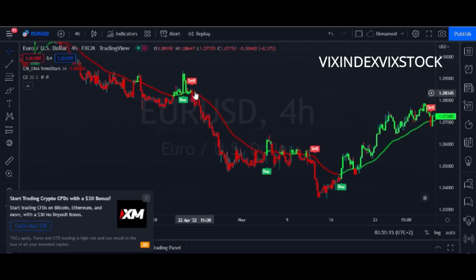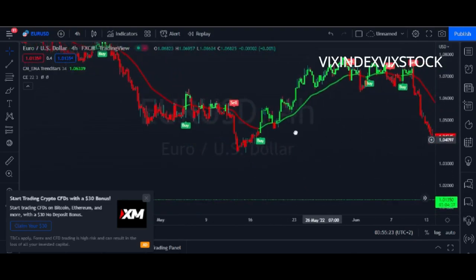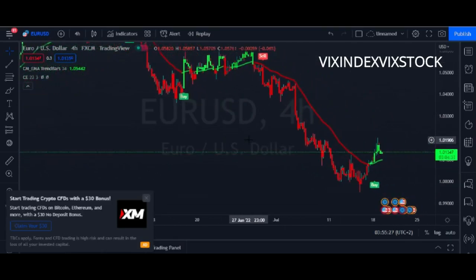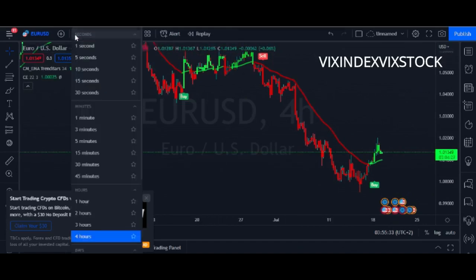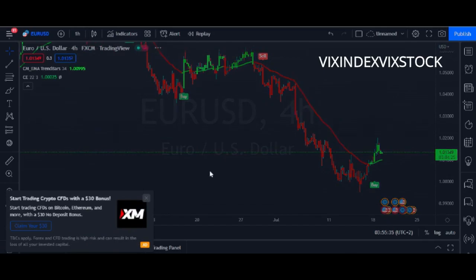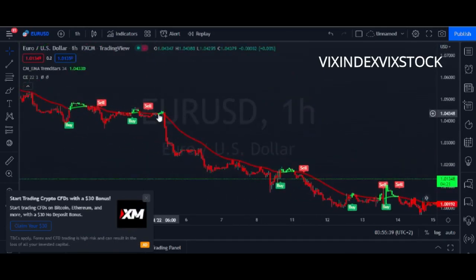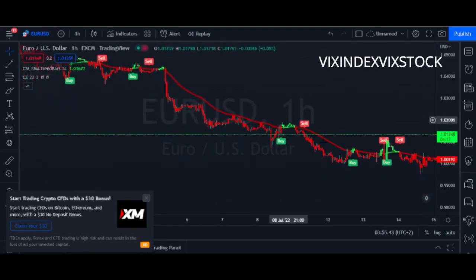So we want our Chandelier and our trend bars to agree. We want the two to agree, as well as, when you are trading, being aware of what's happening on the higher time frame. So this is 4 hourly. If we drop down to the 1 hour, for example, let's just see what's happening. If we're aware on the 4 hourly that we are selling, obviously we're just looking to find sells.